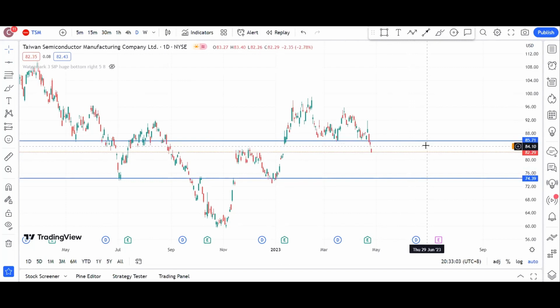So for TSM, generally it should be more on the downward movement. And again, like I mentioned previously, general price movement should be more on the bearish side. So for TSM, probably you have to wait until the price hits around the 74, 75 range before you decide to make any trade decision. That's for TSM.